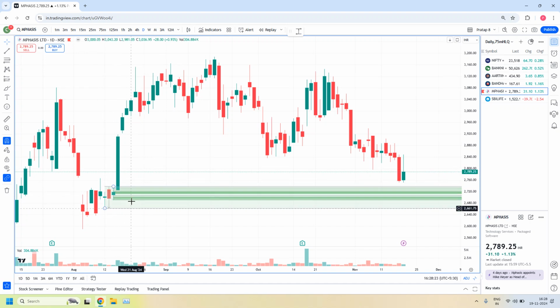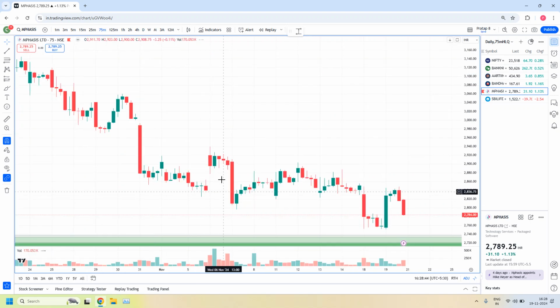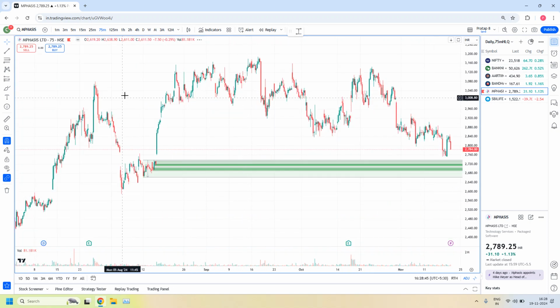It identified this zone. NeoStock software has the ability to identify zones based on hidden body and hidden zones. It identifies both kinds of zones. That way, this is the high liquidity zone. This daily high liquidity zone should be fine tuned with the 75 minutes time frame. So go to the 75 minutes time frame.